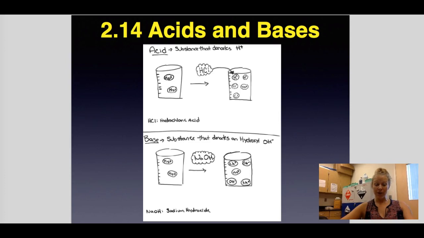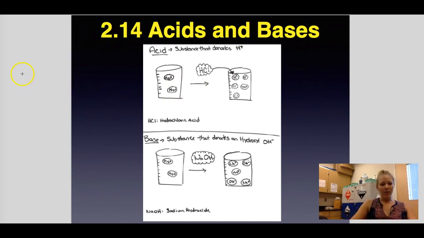So let's first define what an acid is. An acid is a substance that, when dissolved in water, is going to donate a hydrogen ion. So an acid is a substance that donates hydrogen ions. Let's talk about what this means.